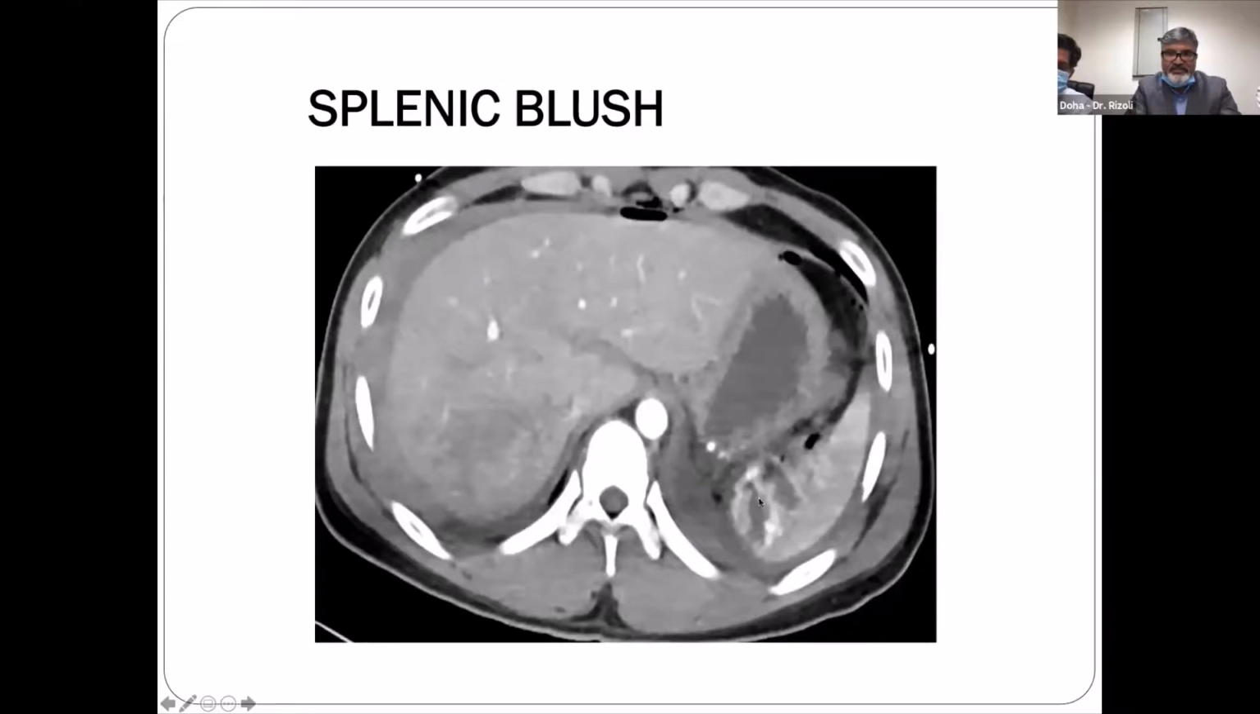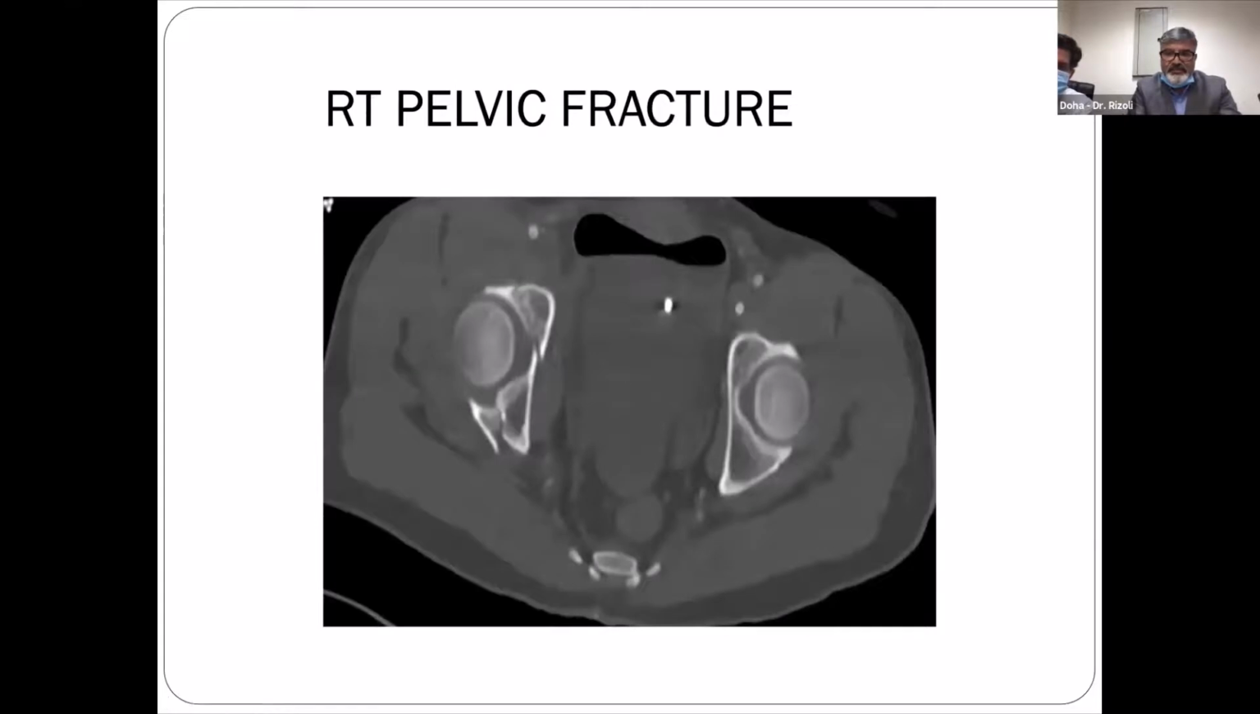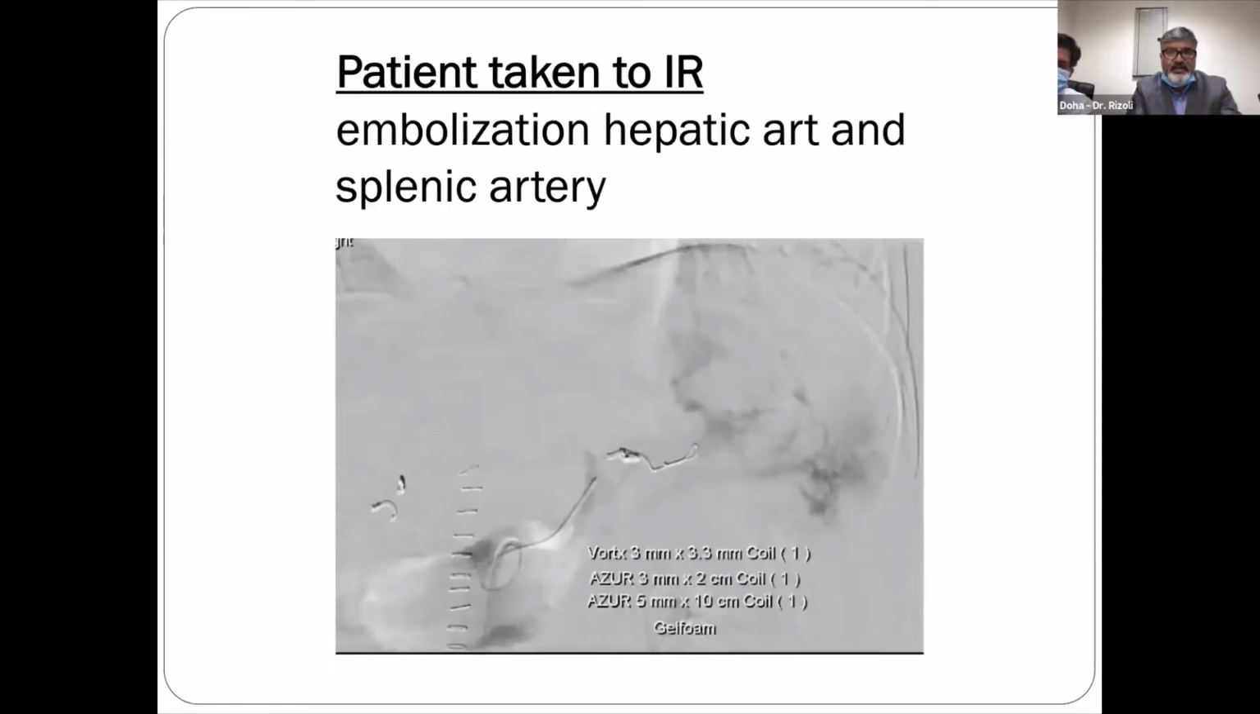And these are the lacerations which we did not actually appreciate from the outer surface because they appeared to be very linear, very thin. This is the pelvic fracture, right acetabulum. And the patient was taken to the IR suite for embolization of these vessels, which showed the blush. And the IR embolized the hepatic artery and the splenic artery.